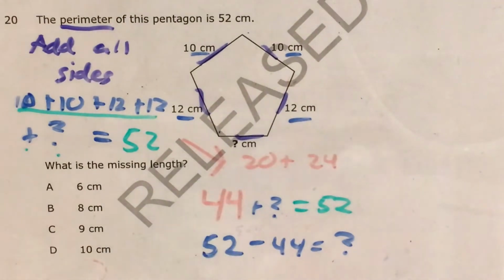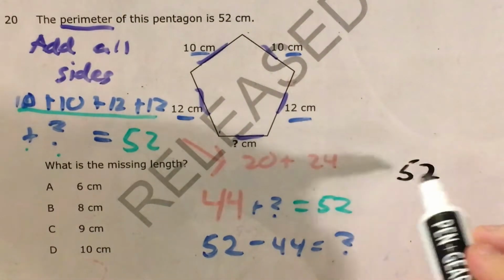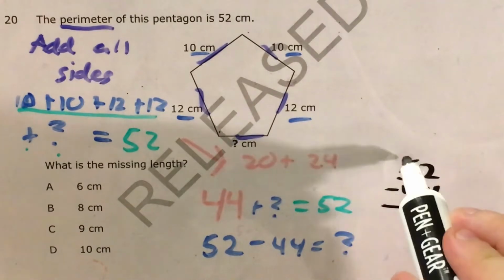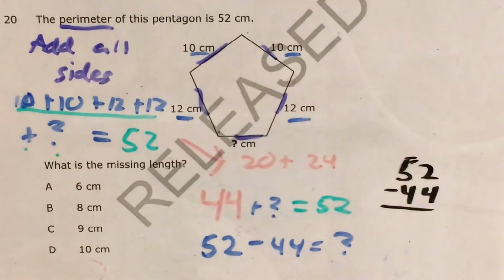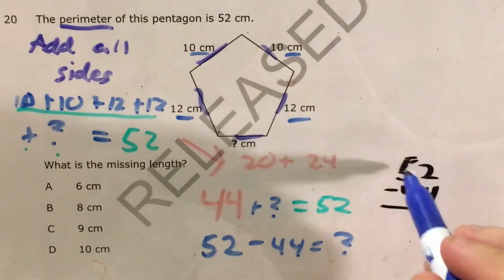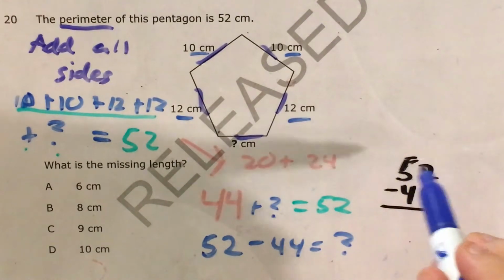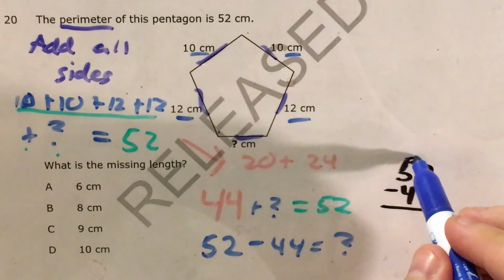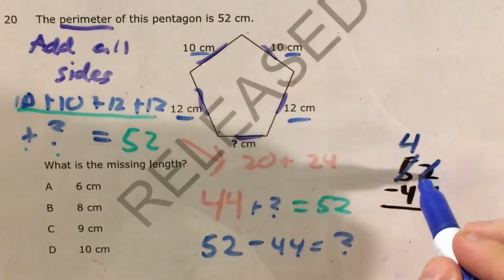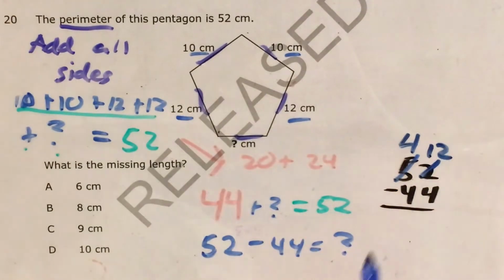Let me scoot this over. So 52 minus 44. I've used other methods of subtraction in other problems. This time I'm going to use just the standard way that I was taught, where we subtract right to left and borrow from the next place over as we need to. So for instance, 2 minus 4, that one won't work. So I need to think of this number 52, 5 tens and 2 ones, and I need to rethink it as 4 tens and 12 ones.